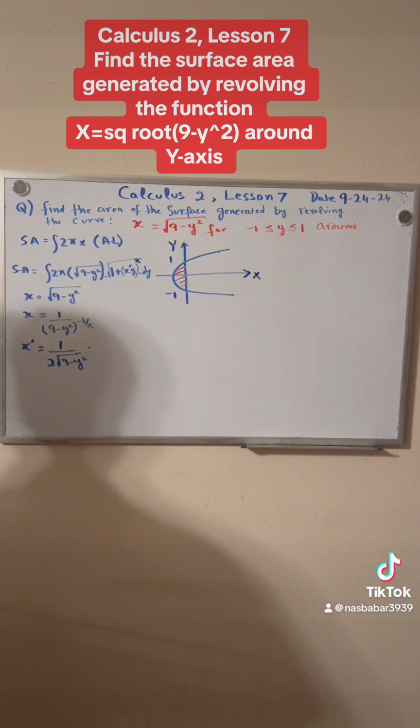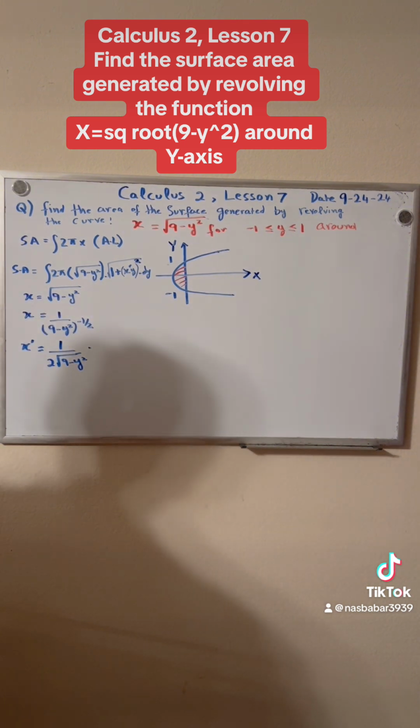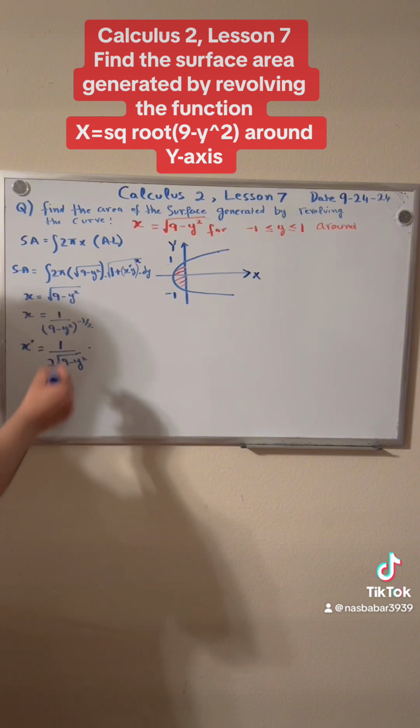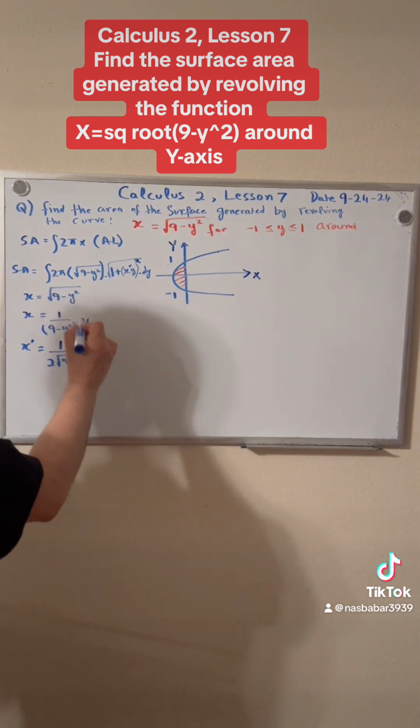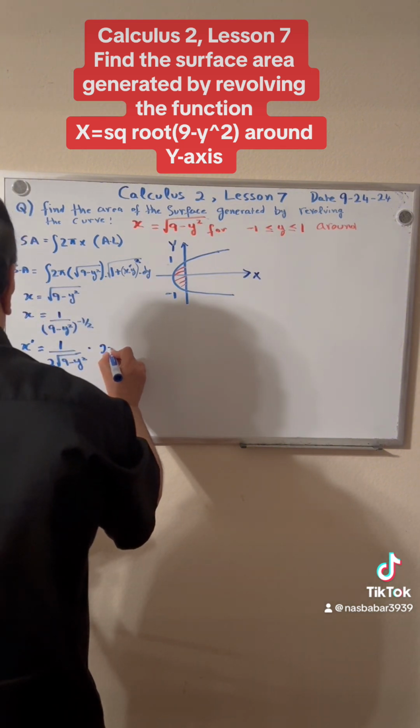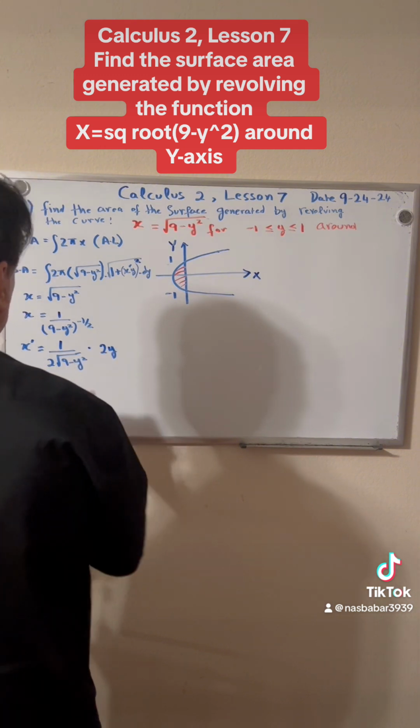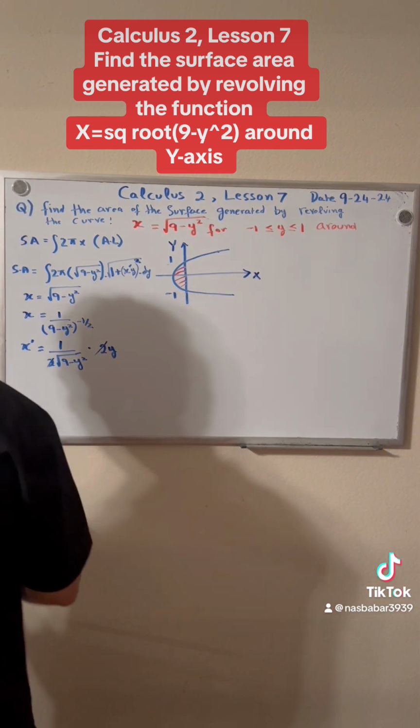Now let me ask you this. What do you think is inside the picture? I took the derivative of the big picture, but what's inside the picture? y^2. So the derivative of y^2 is 2y. There you go. Then this 2 and this 2 cancel.